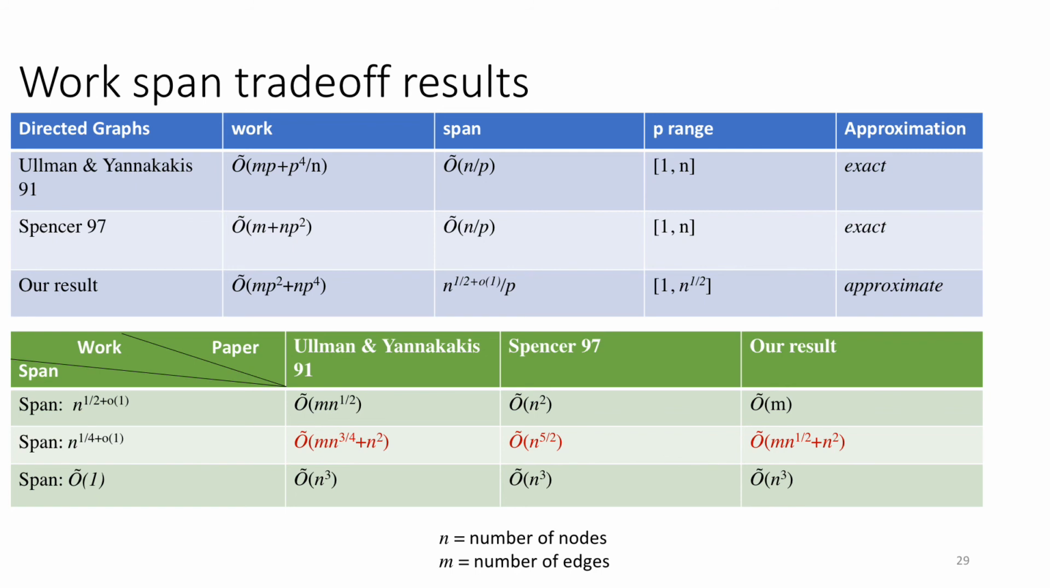Here is the work-span trade-off result for our paper and previous papers. In Table 1, I have listed the work-span trade-off for different parameters, and in Table 2, I have listed some real numbers. Our result has a better work-span trade-off when the span is between √n and some constant. As I have said, when the graph density is medium, for example, m is nearly n^1.5, then our result is strictly better than previous results.